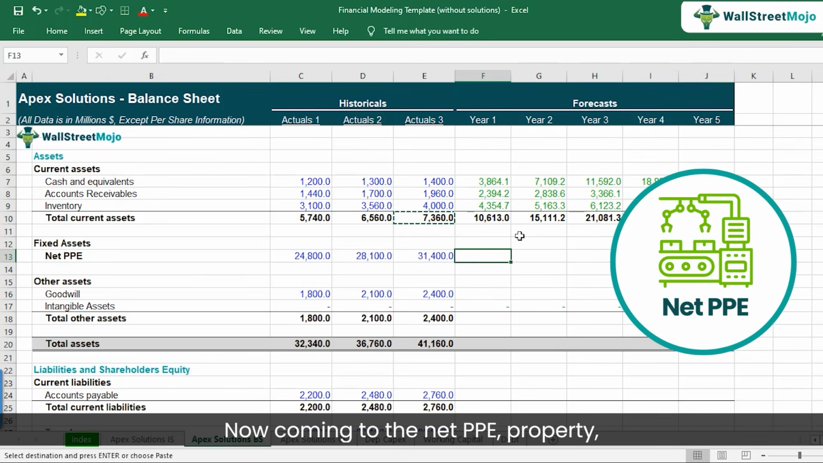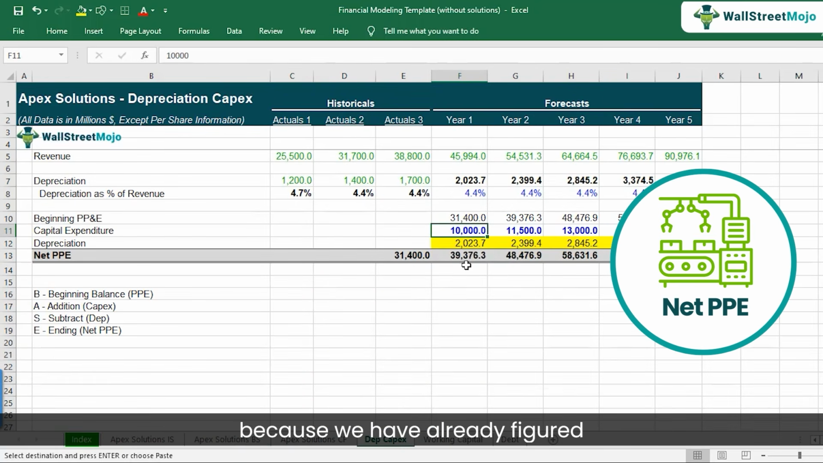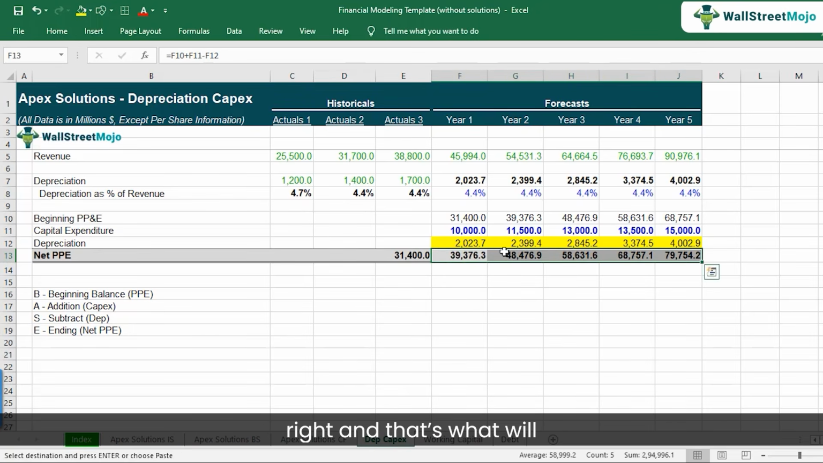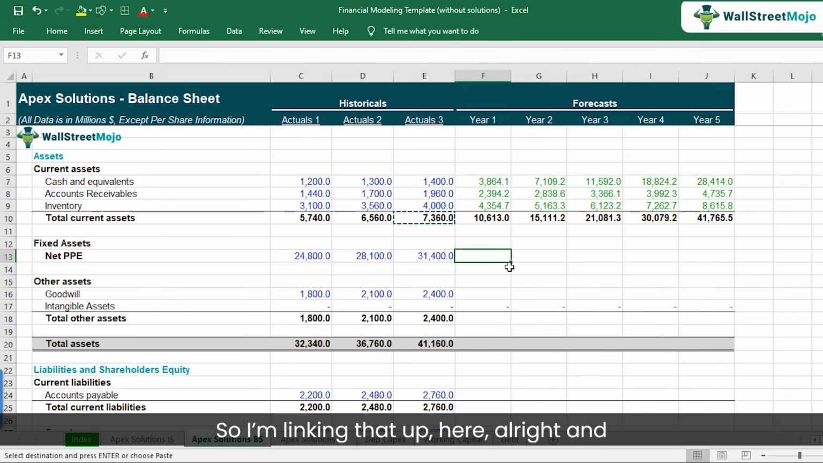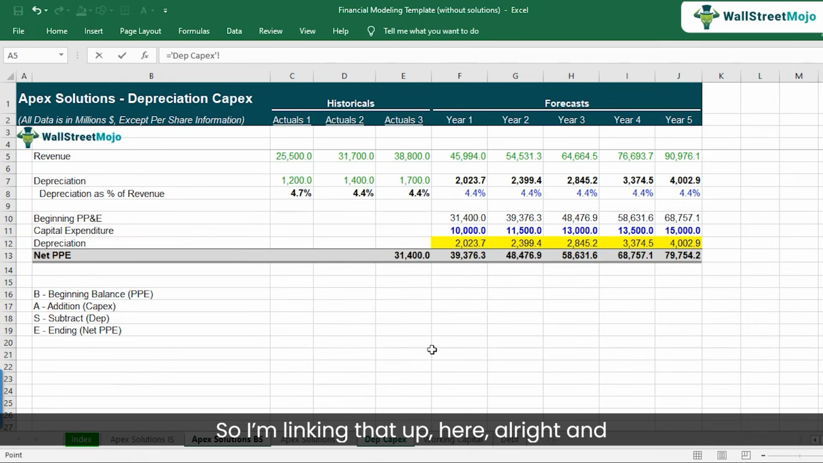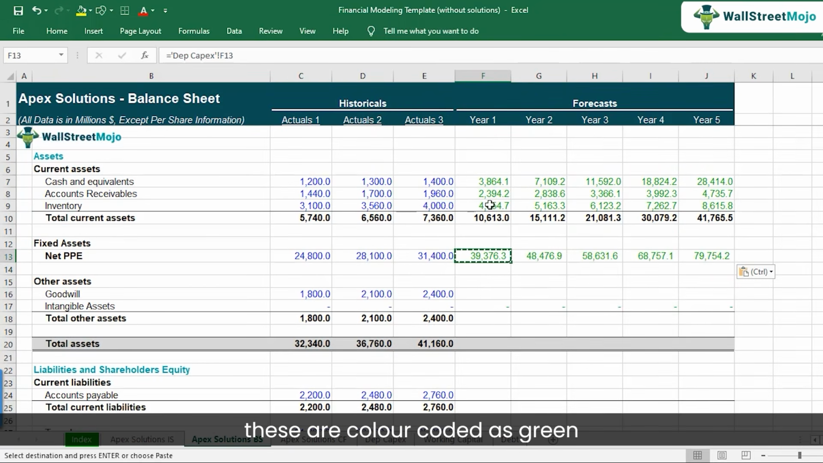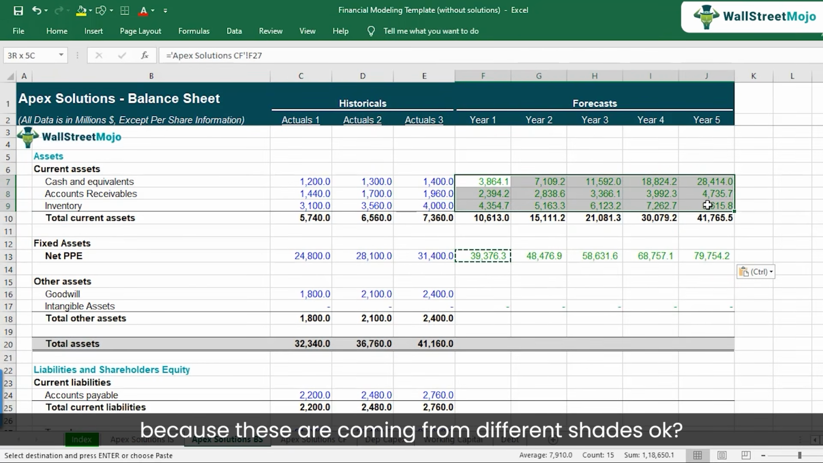Now coming to the net PPE, property, plant and equipment. Did we forecast this? Yes, we have done that because we have already figured that out in the depreciation capex schedule. These are the year-end balances, and that's what will go in the balance sheet. So I'm linking that up here, and copy and paste. You can see that these are color coded as green because these are coming from different sheets.